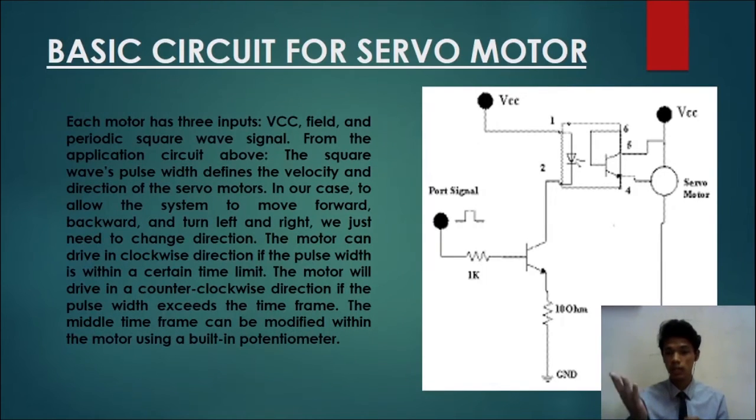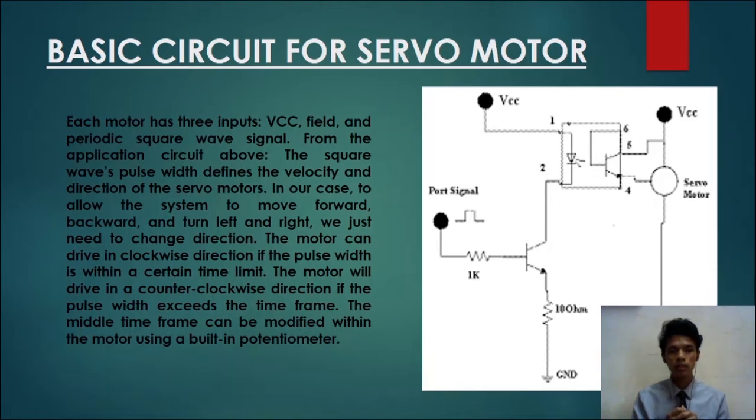Okay, this is the diagram for the basic circuit for a servo motor. As you can see up here, this is the basic circuit for a servo motor. Each motor has three inputs: VCC, ground, and a periodic square wave signal.